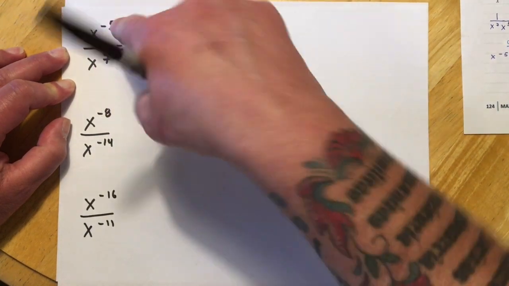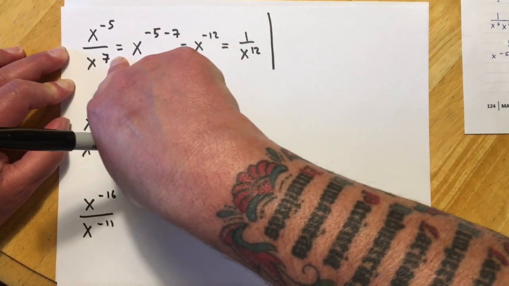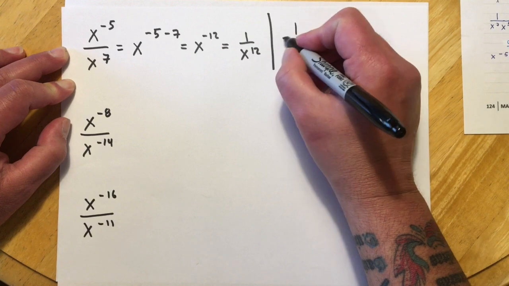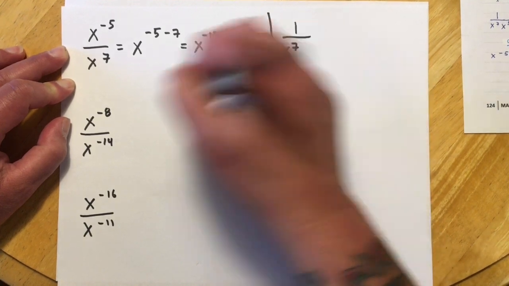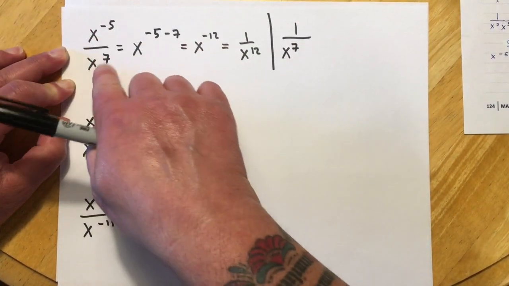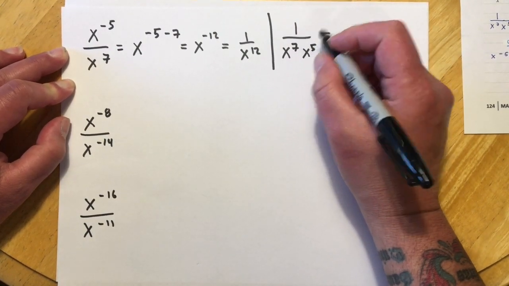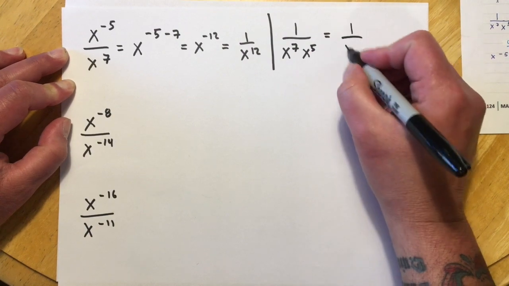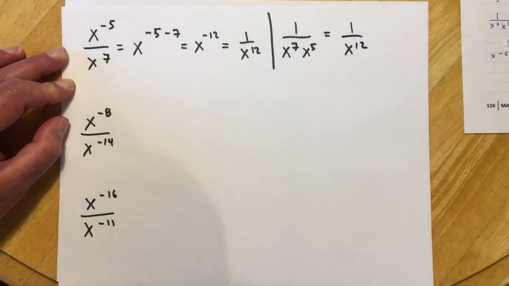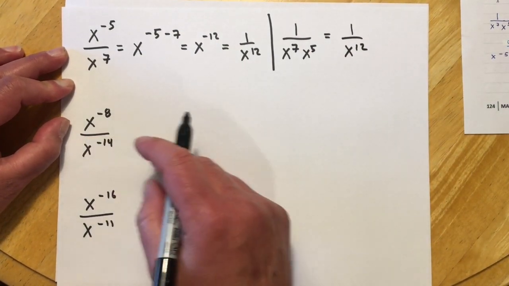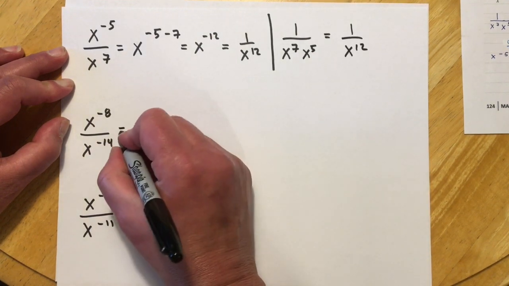So if I have this, then this negative 5 should really be down in the denominator. So this is going to be 1 over x to the 7, which was cool because it's positive where it is, and then x to the 5th. And then here I would add because they're multiplying, and I get the same x to the 12th downstairs. I'll do this one, same thing both ways.